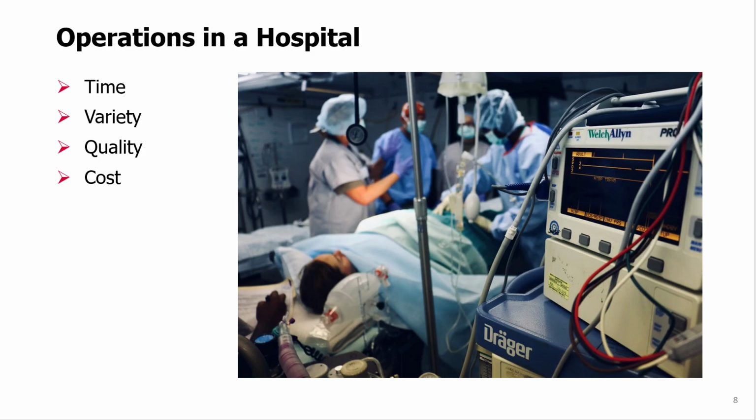So variety is important. Quality is extremely important in a hospital. You want to leave the hospital healthy with as little negative impact on your health, like side effects, as possible. And of course, you expect reasonably low cost.